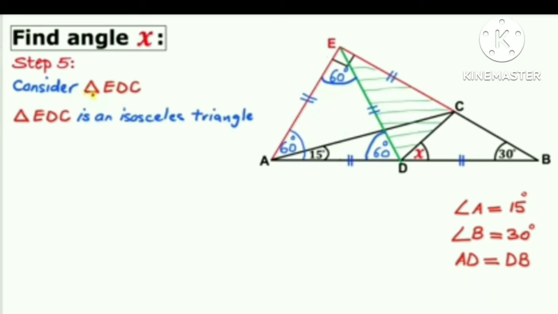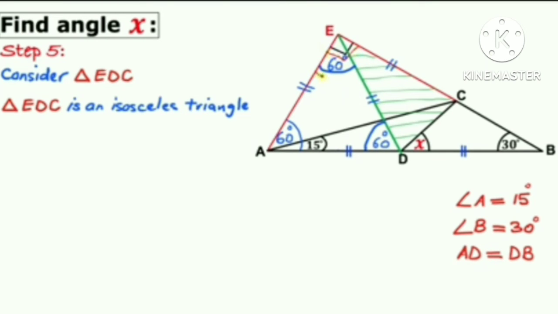Now in this next step, let's focus on this triangle EDC. We know that this whole angle is 90 degrees, this angle is 60 degrees, so that means this angle has got to be 30 degrees. Therefore, this angle CED is 30 degrees.